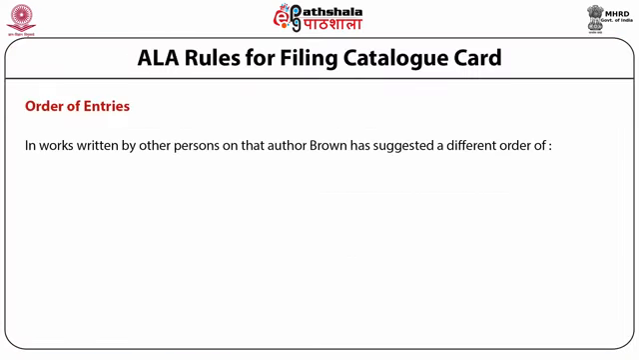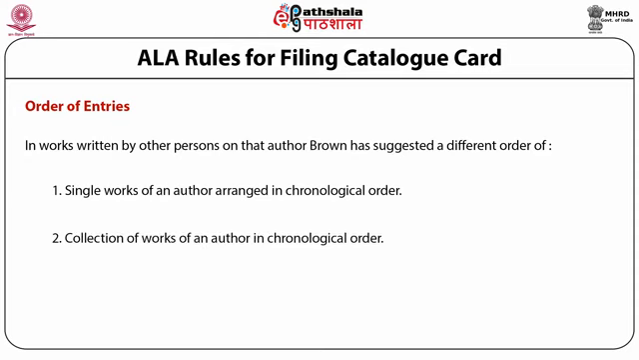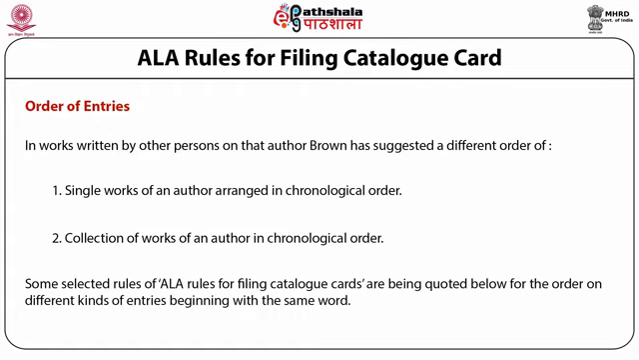In works written by other persons, a different order: first, single works of an author arranged in chronological order. Second, collection of works of an author in chronological order. Some selected rules of ALA rules for filing catalog cards are being quoted below for the order of different kinds of entries beginning with the same word.